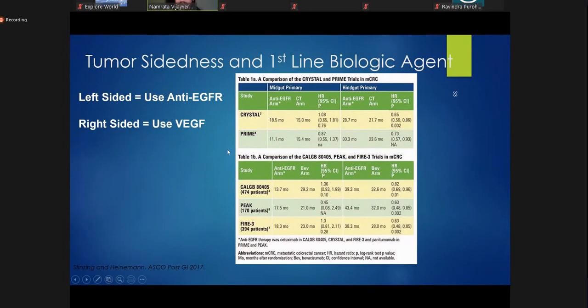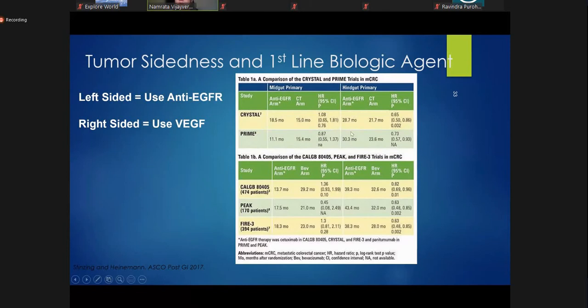Now, they also did similar work on the CRYSTAL and the PRIME trial. So, let's look at the CRYSTAL and PRIME, where they were just looking at anti-EGFR. Here in the midgut primary, when you just compare it to chemo alone, right? Anti-EGFR in the PRIME, actually, the chemotherapy arm did better than the chemo plus cetuximab arm. In the CRYSTAL, it was the opposite. For the left-sided, again, the cetuximab and the panitumumab arms were better.